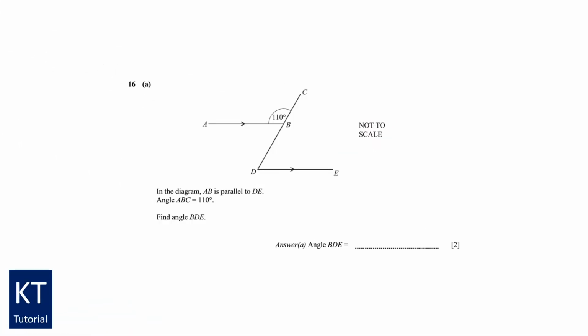Question 16a. In the diagram, AB is parallel to DE. Angle ABC is 110 degrees. Find angle BDE. With angle BDE being an alternate to angle ABD, it is equal to 180 degrees minus 110 degrees.